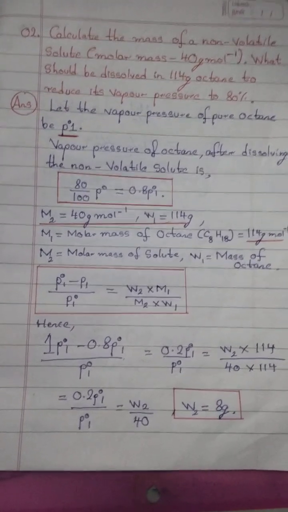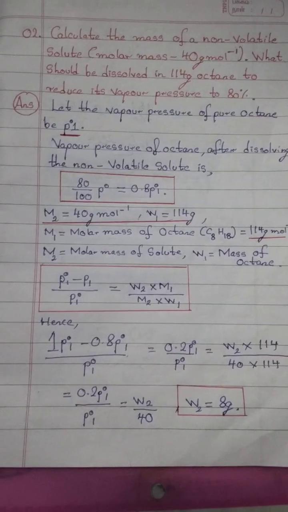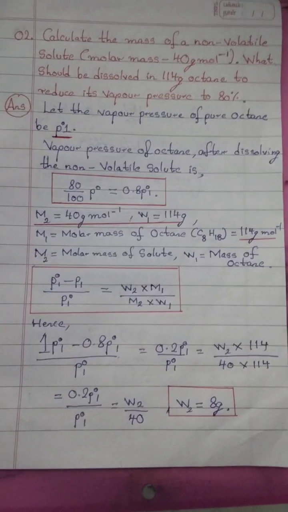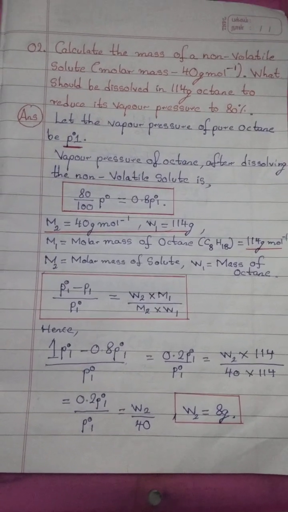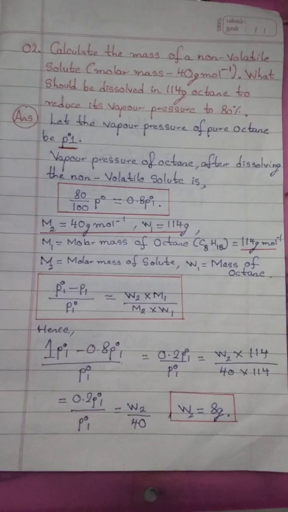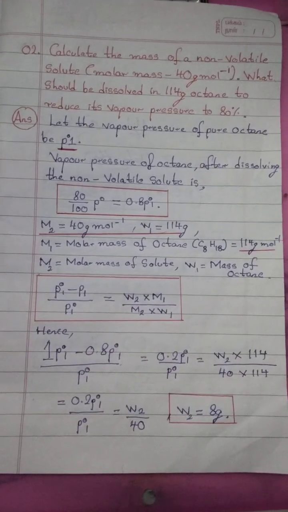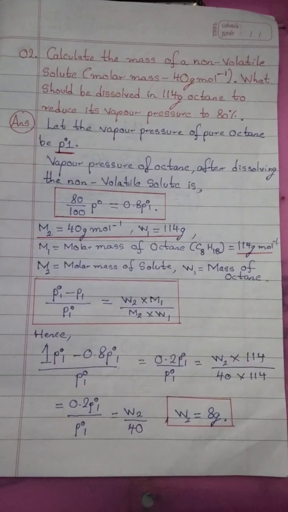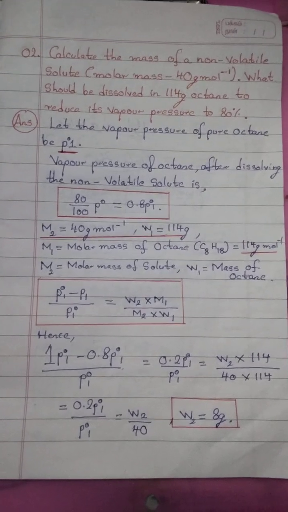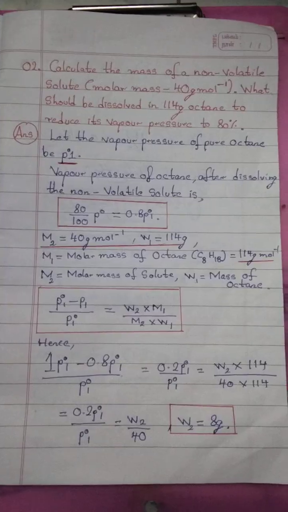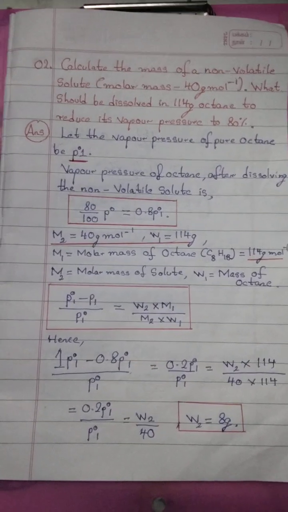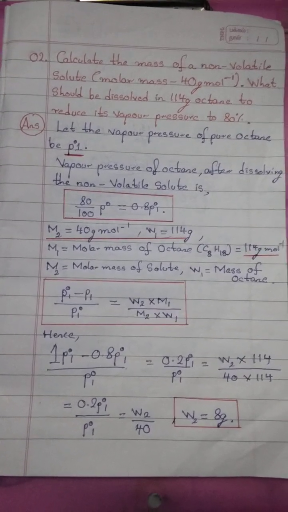Given data from the question, the molar mass of non-volatile solute is 40 gram per mole. The weight of the solvent W1, that is the pure solvent octane, is 114 gram. Hence, molar mass of octane is 114 gram per mole. Molar mass of solute is represented by M2, W1 is mass of octane. In accordance with the relative lowering of vapor pressure, by using Raoult's law, which is a colligative property, P01 minus P1 divided by P01 equals W2 into M1 divided by M2 into W1.